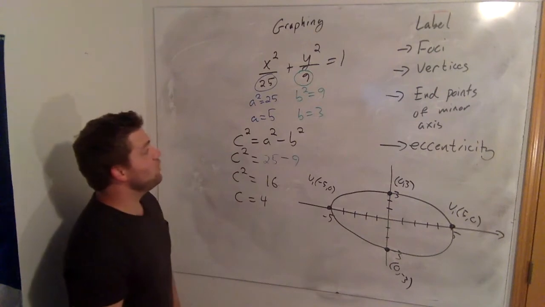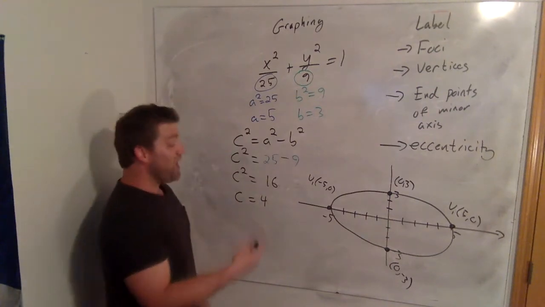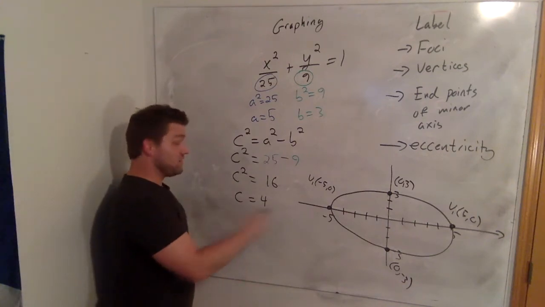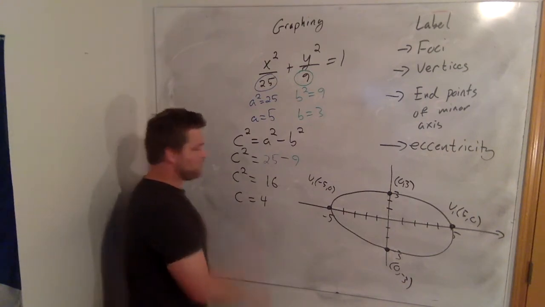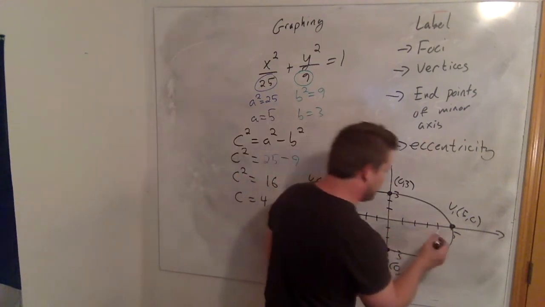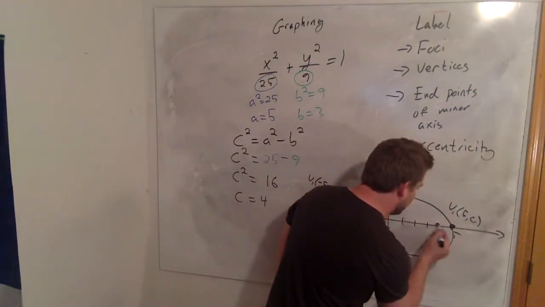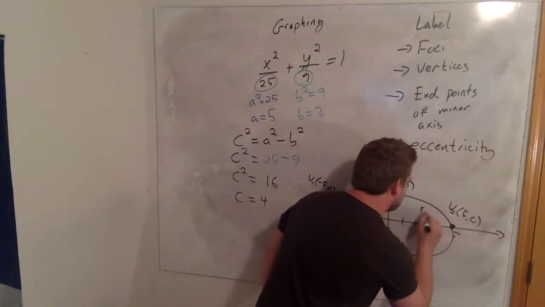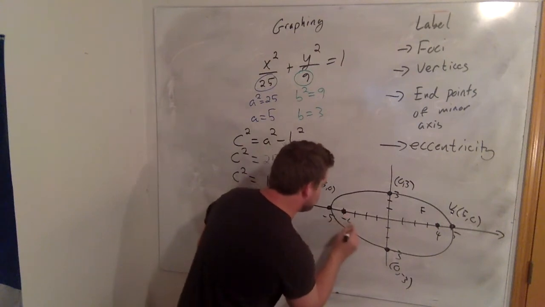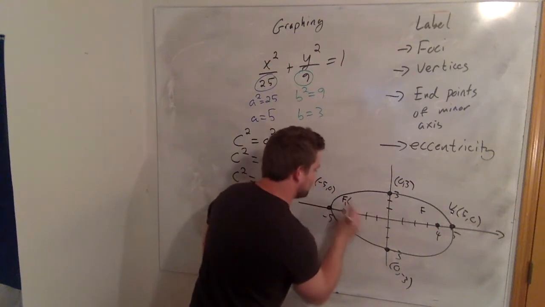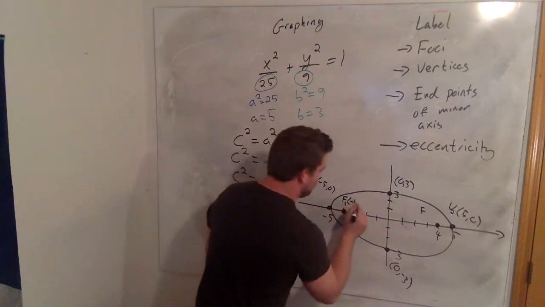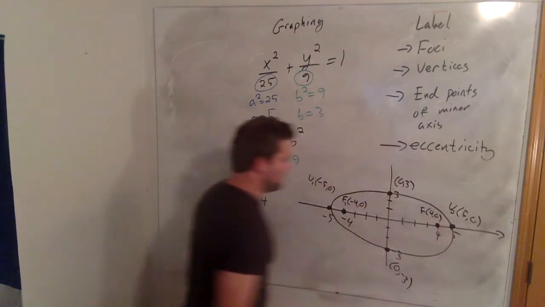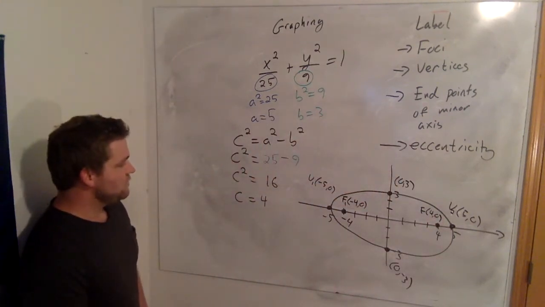Okay, we need to label the foci. The foci and the vertices will always lie along the major axis, so it'll lie along the x-axis in this case, and I need to go out 4 units from the origin. So 1, 2, 3, 4. Here's one of our foci. I should have put a V2 here. Here will be the other one. We'll call this focus 1. It has coordinates -4, 0. And this focus here will have coordinates 4 and 0. Okay, so here's our ellipse.